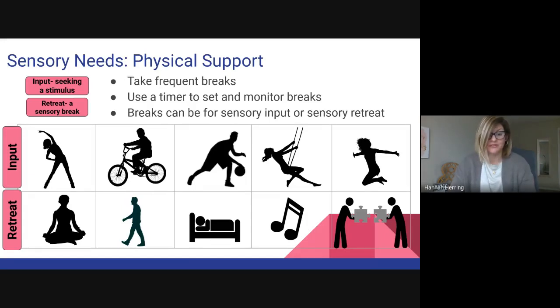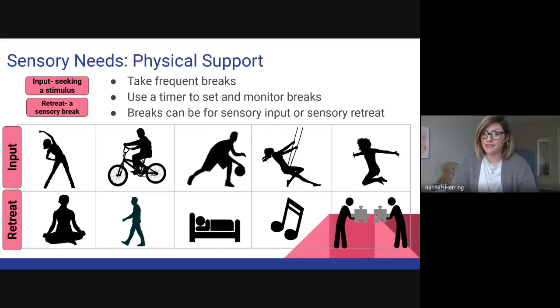So some input suggestions, or just options, might be for your student to have a break for some type of exercise. Maybe it's stretching, riding a bike, playing ball outside. Many students who have sensory needs really enjoy swinging because it gives you that motion whenever you're swinging back and forth, or jumping around, just running around outside. All of those are sensory input opportunities. So all of those would be great breaks for your student.